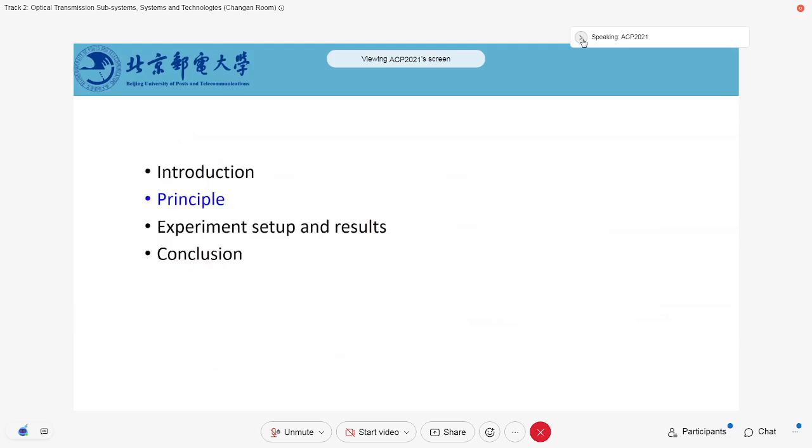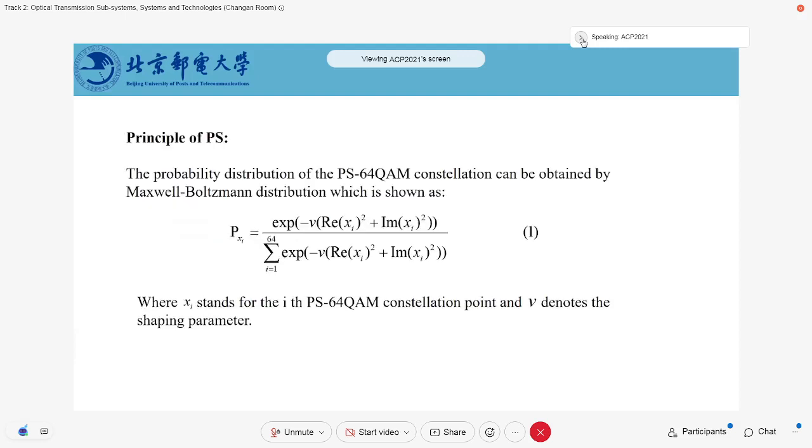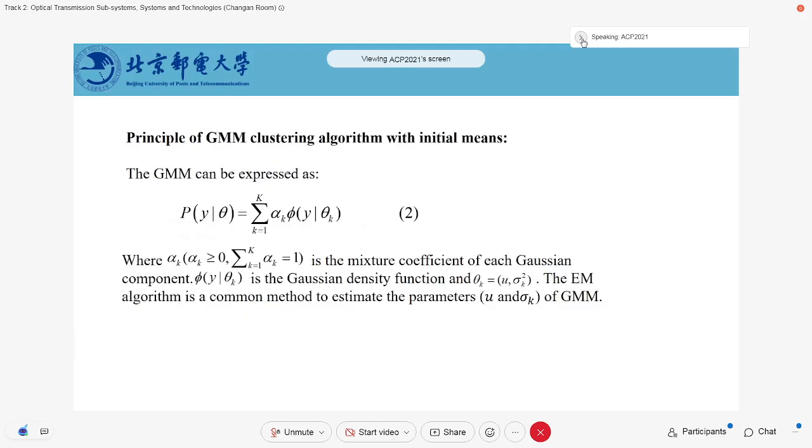Next, I will introduce the principle of probabilistic shaping and Gaussian mixture model clustering algorithm with initial means. The probability distribution of the PS 64-QAM constellation can be obtained by Maxwell-Boltzmann distribution, which is shown as the following formula, where xi stands for the i-th PS 64-QAM constellation point, and v denotes the shaping parameter. Next, I will introduce the principle of GMM clustering algorithm with initial means.